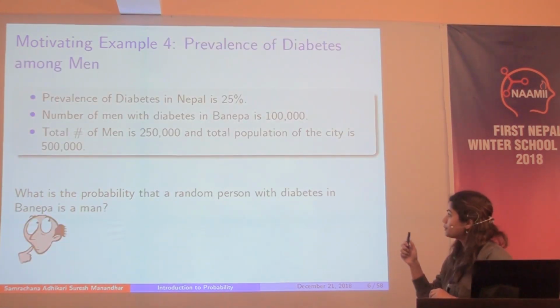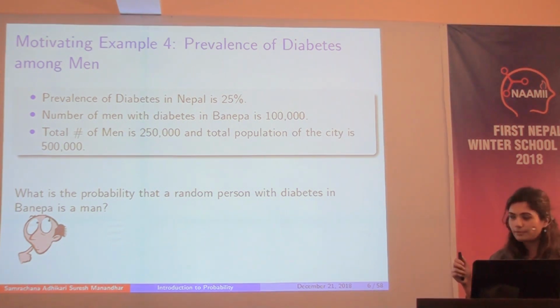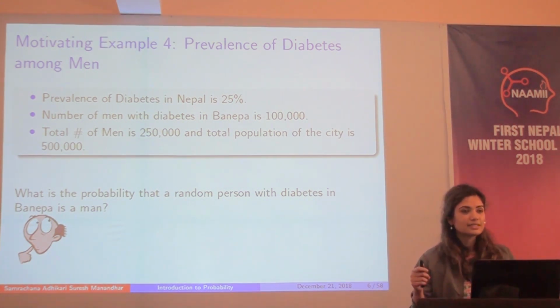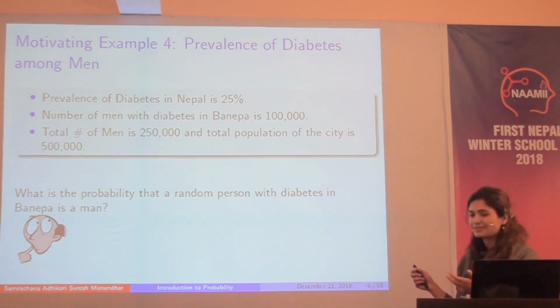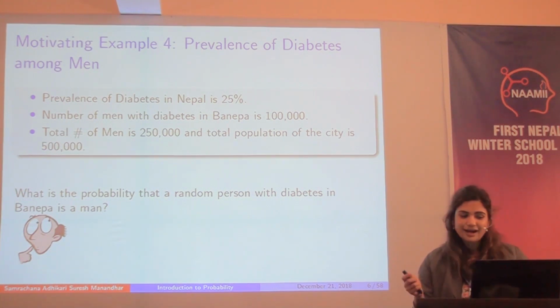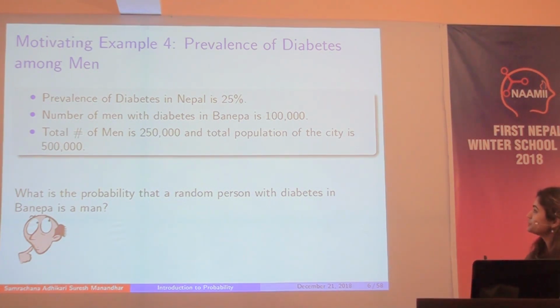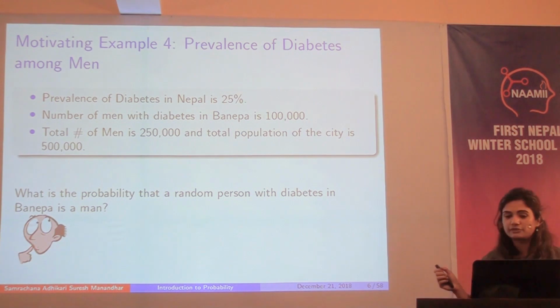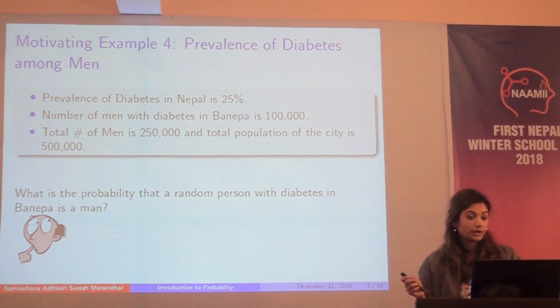And there is one more concrete example that I want to talk about, and we'll go through solving all of these later in the course. So after today's lecture, I hope you'll be able to answer these questions very easily. The last question, as a motivating example here, is about prevalence of diabetes among men.